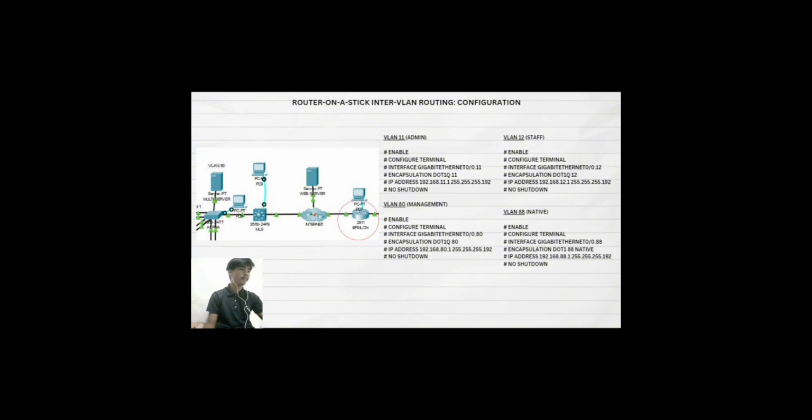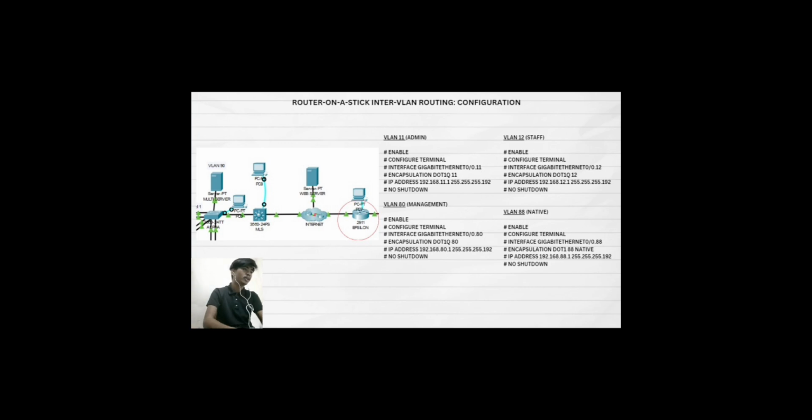Once we did that, we have entered the global config mode, and then we have to type interface and then the name of our physical connection. In this case, it is gigabit ethernet 0/0, and then we have to enter our VLAN's interface, which in this case is 11. In order to enter our VLAN's interface, we have to put a dot after our physical connection's name, and then put our VLAN's number after the dot.